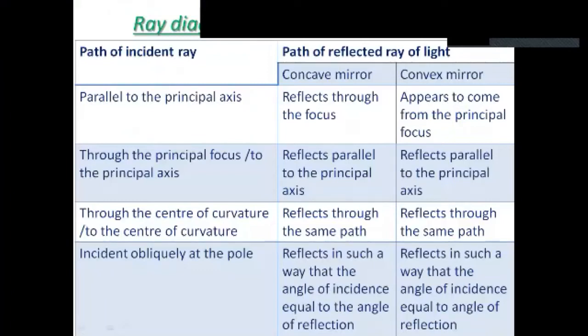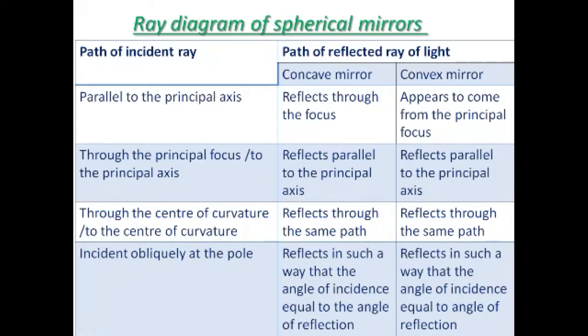Ray diagram of spherical mirror. We are discussing the ray diagram of spherical mirrors in the previous slide, and in this slide we are discussing the path of reflected ray of light. A ray of light is incident on a spherical mirror, that is the path of incident ray. And when the ray is incident on a spherical surface, it is reflected. And after reflection, what is the path of the reflected ray of light is discussed in this table.